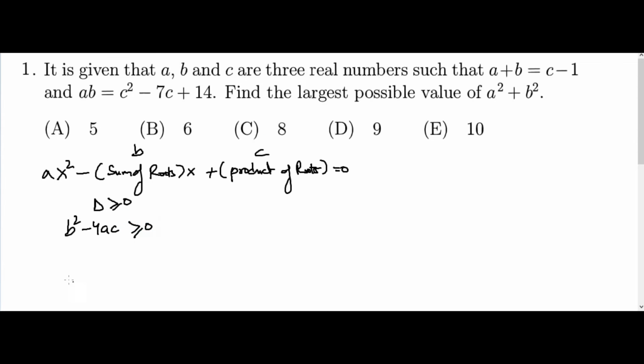So let's put the values, the sum of the roots, which is your b. We will put the values as c minus 1 whole square, negative 4 times c square minus 7c plus 14, greater than or equal to 0. Correct. Now let's move further.